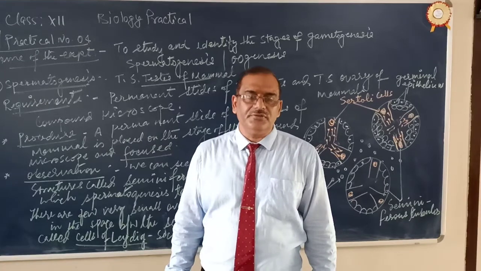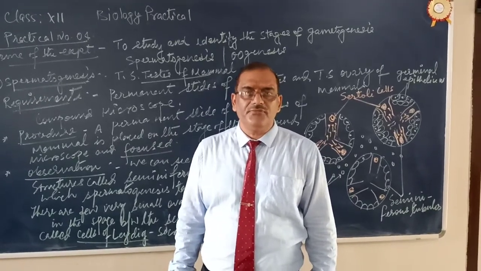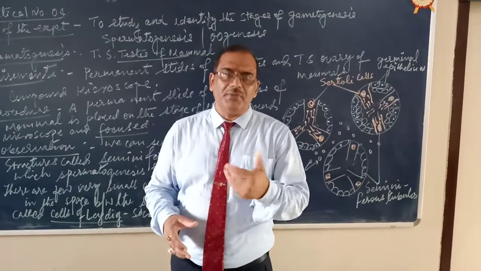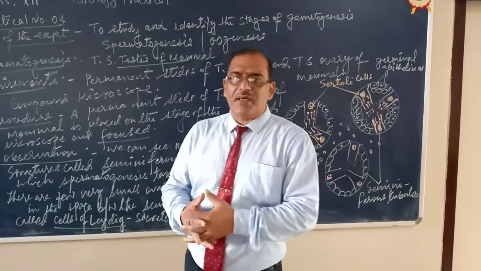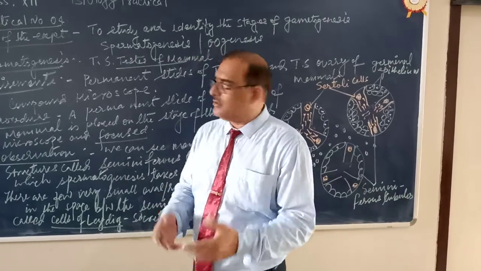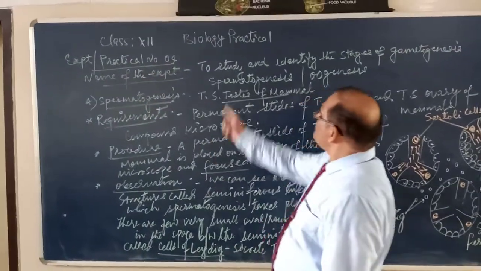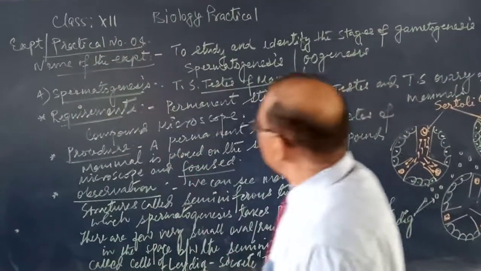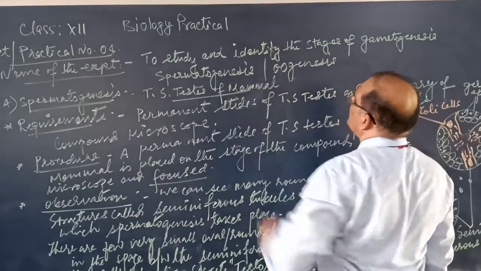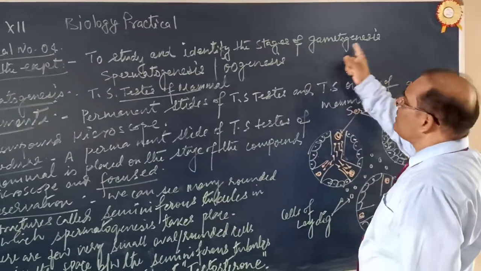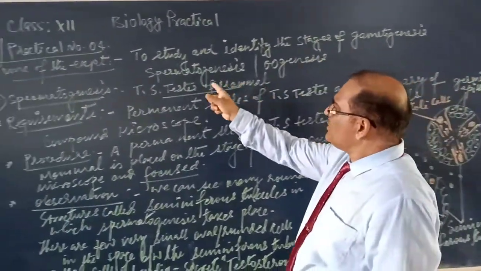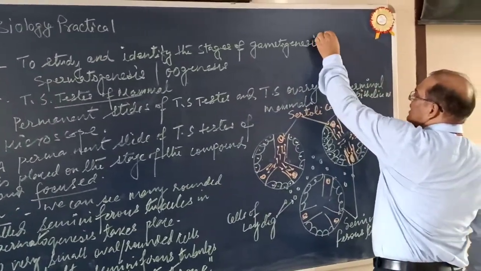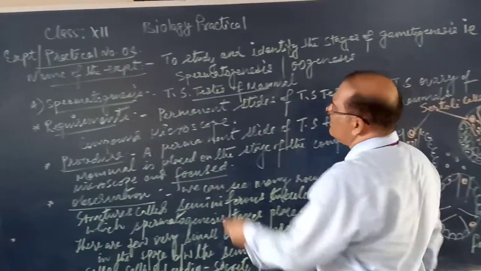Today we are going to discuss the fourth experiment of class 12 biology, the fourth practical. What is the name of the practical? It is to study and identify the stages of gametogenesis, that is spermatogenesis and oogenesis.